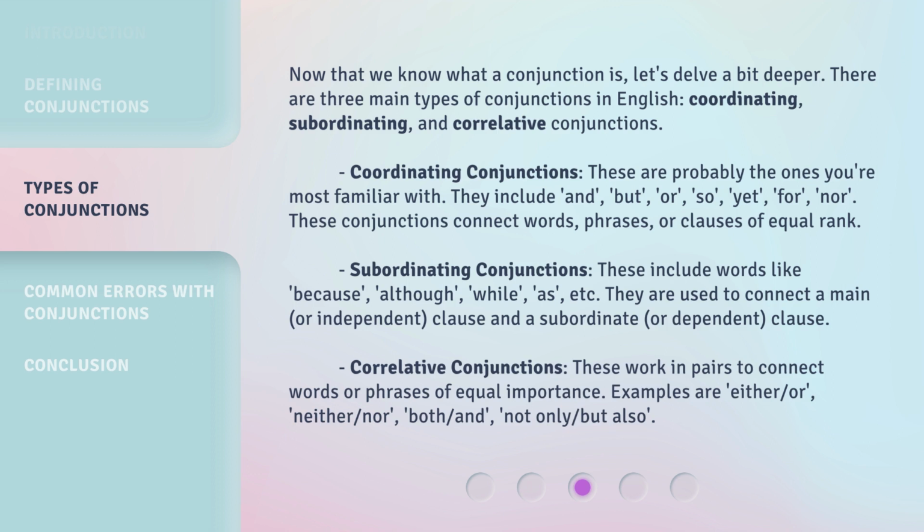Subordinating conjunctions. These include words like because, although, while, as, etc. They are used to connect a main or independent clause and a subordinate or dependent clause. Correlative conjunctions. These work in pairs to connect words or phrases of equal importance. Examples are either, or, neither, nor, both, and, and not only, but also.